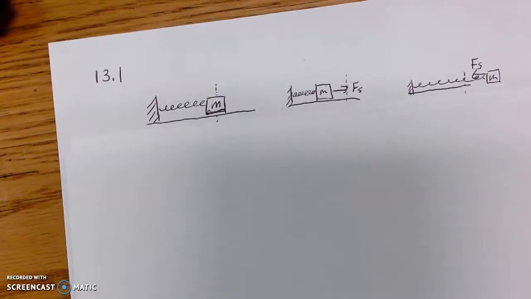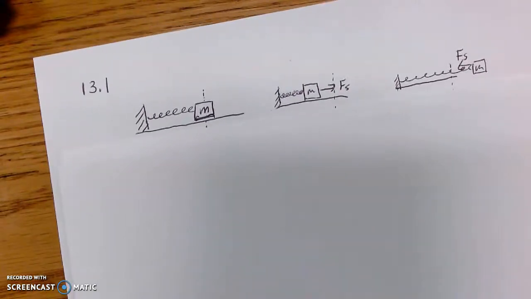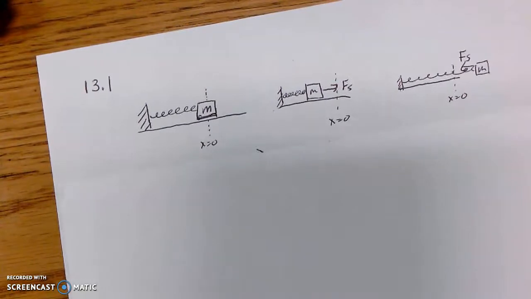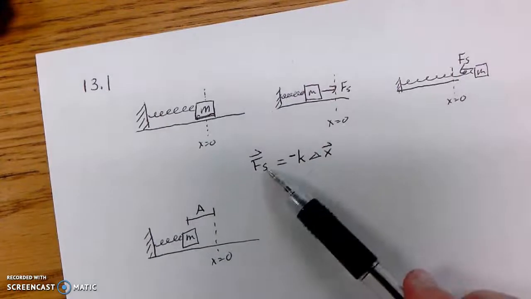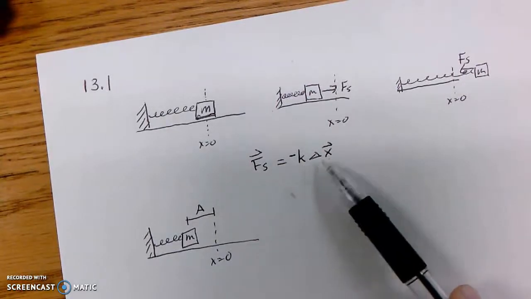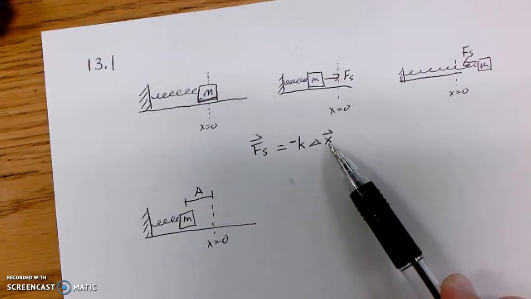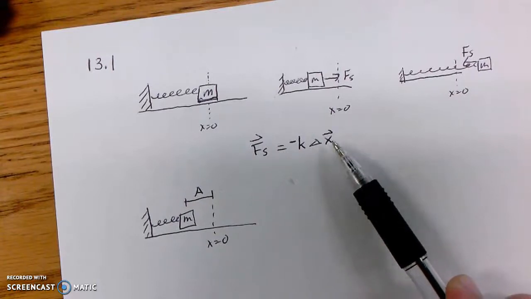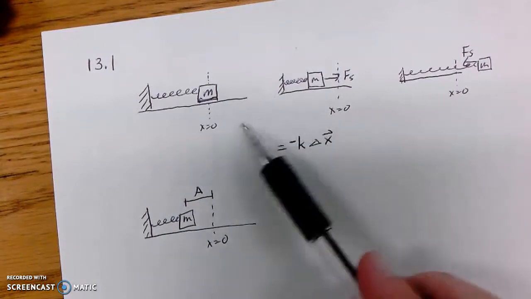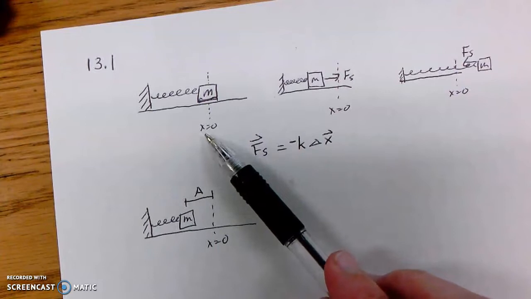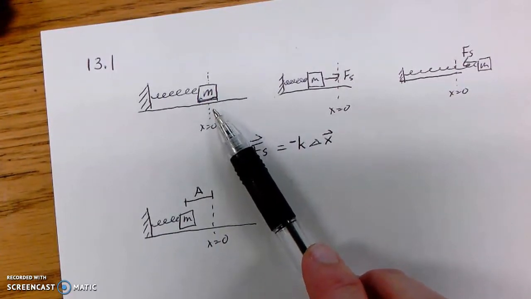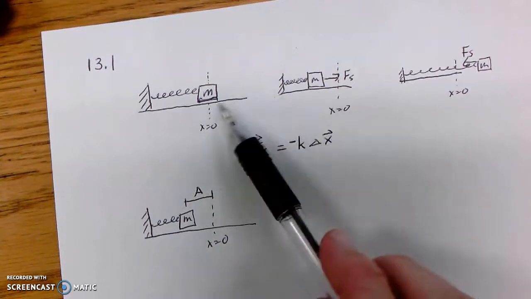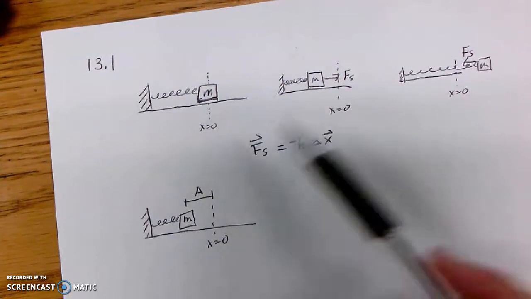I showed you this before, but it's been a while. The equation looks like this: the spring force equals k times delta x. I'm still going to use the delta, but the book uses just x. When the book uses x, x equals 0 has to be the equilibrium position of the spring, so that anything over here is negative, anything over here is positive.